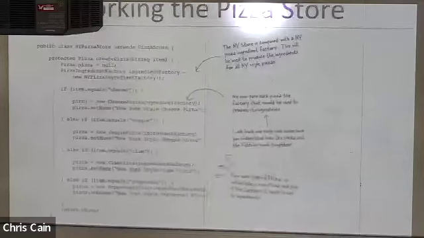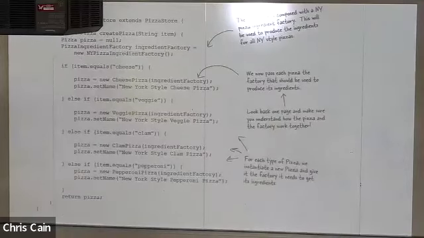Here's our subclass for the pizza store. Remember, we had different pizza stores depending on the location of the pizza store. So we have a New York pizza store that extends the abstract pizza store. We still have the create pizza in here, so we can just check the type of pizza in the create pizza. If it's cheese, then we'll make a cheese pizza and pass in the New York ingredient factory, because the New York pizza store can only instantiate New York pizza ingredient factories.